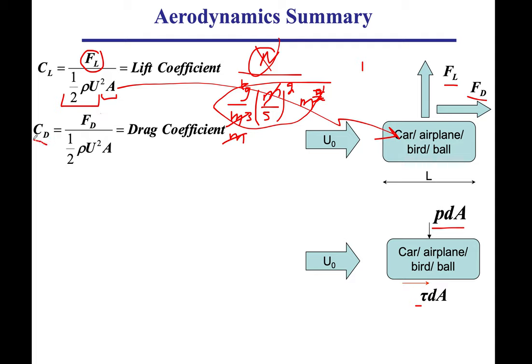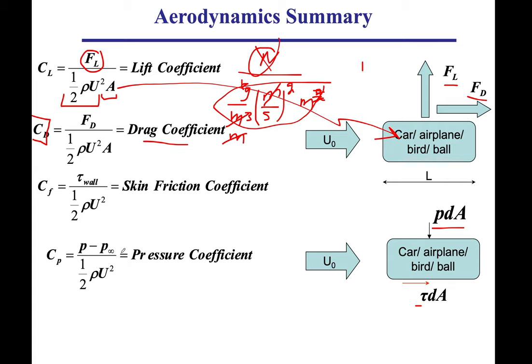Then you have the drag force, or the drag. It's often reported as a dimensionless drag force, which we call the drag coefficient. So it's just the drag force divided by a dynamic head, the half rho U squared, a Bernoulli pressure, multiplied by an area. So pressure times area is a force. Same thing. So these are forces. Now we look at the stresses. We have the wall shear stress, and we have the pressure stress, or the pressure normal stress.